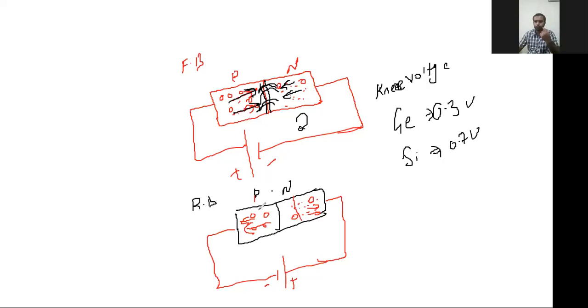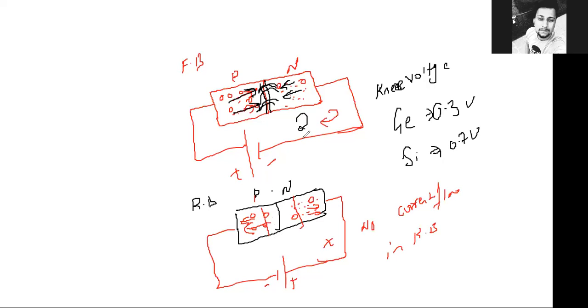Due to that, the potential barrier is increased, and there is no current flow in reverse bias. In the forward bias case, current can flow easily. This is the symbol of the PN junction diode we already discussed. This is positive and this is negative.